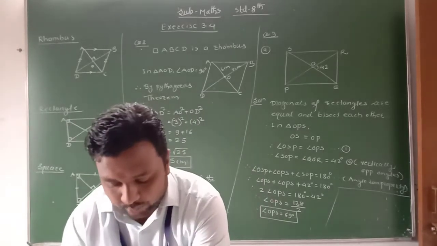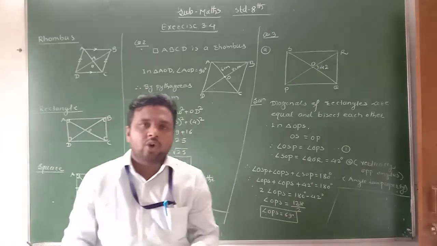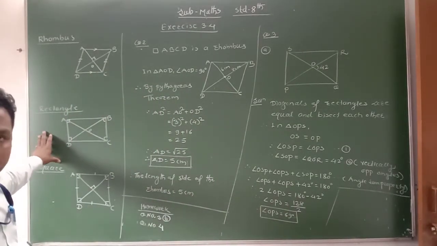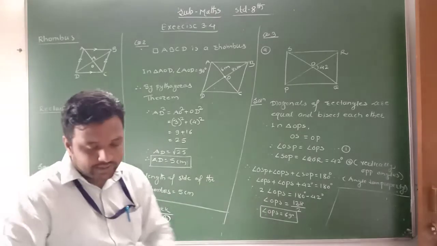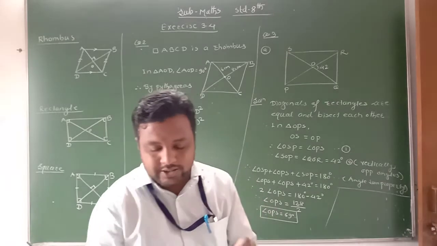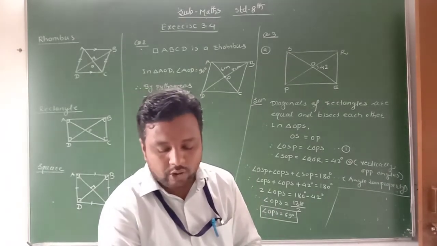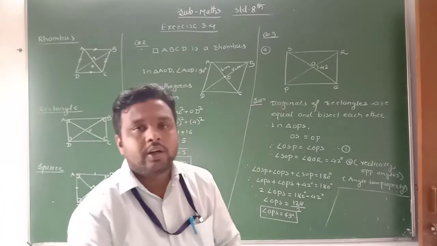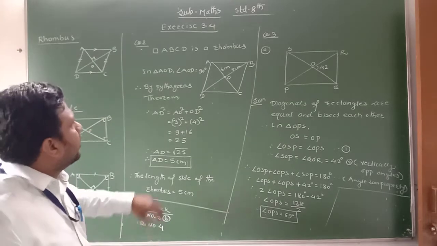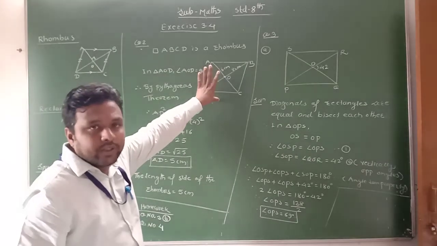Now here I am going to take a question from exercise 3.4 based on the properties of rhombus, square and the rectangle. Okay. Here I take question number second. Diagonals of rhombus are 6 cm and 8 cm. Find the length of side of the rhombus. Okay. Now remember the properties for the rhombus about the diagonals. We know that diagonals of rhombus are perpendicular bisector of each other.